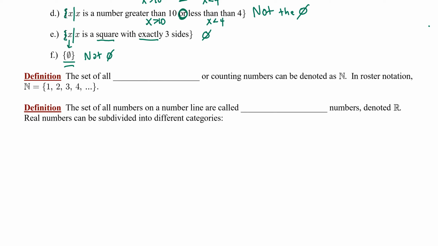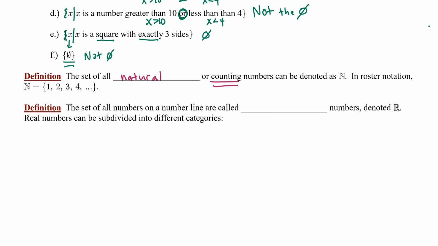The next set that you'll want to be familiar with the special symbol for is the set of all natural numbers. Natural numbers are our basic counting numbers. These are numbers 1, 2, 3, 4, etc.